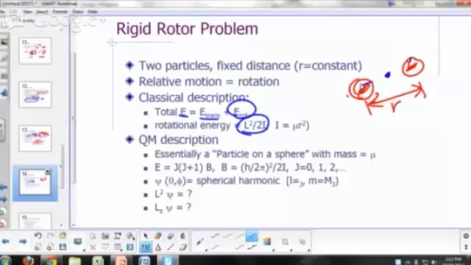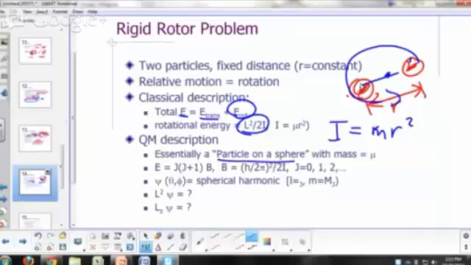You can think of this thing as rotating, right? So L squared is the square of the angular momentum vector. And I is the moment of inertia. But instead of mr squared, remember when we did the particle on a sphere? Think of a particle on a sphere as having a fixed distance from the origin, right? Well, this is essentially a particle on a sphere, except instead of using the mass, we use the reduced mass.